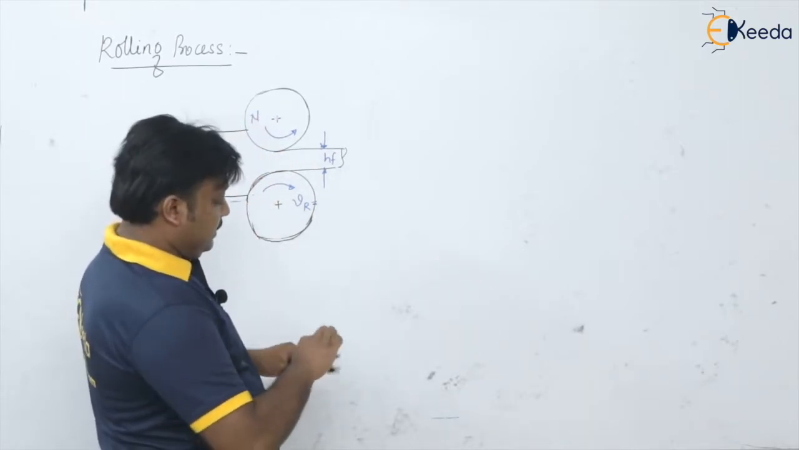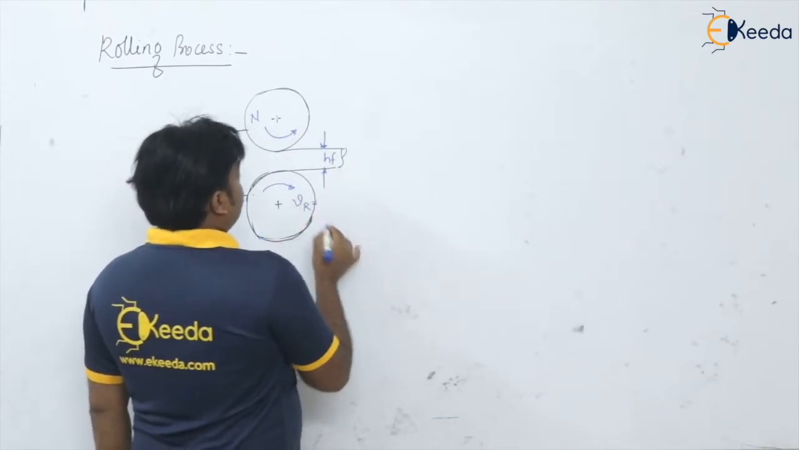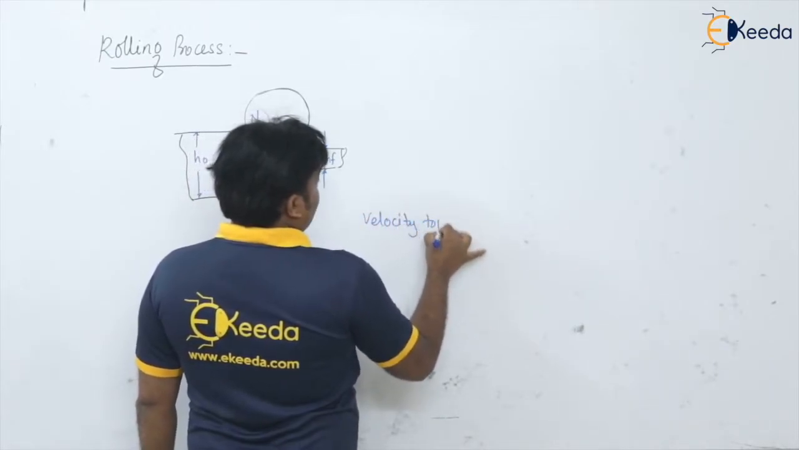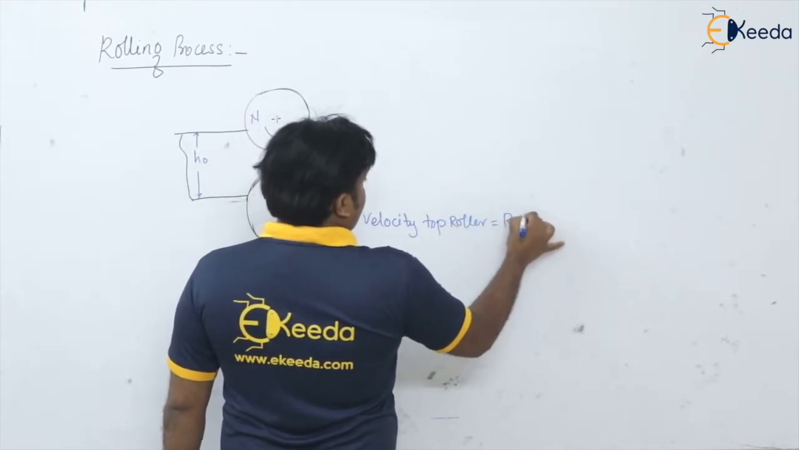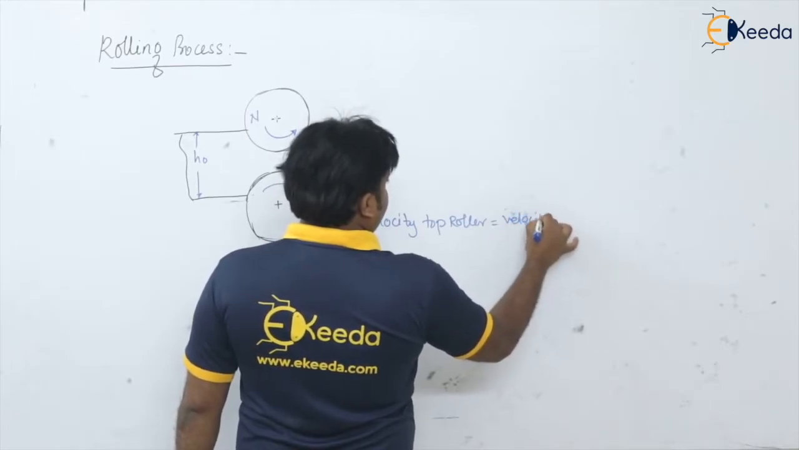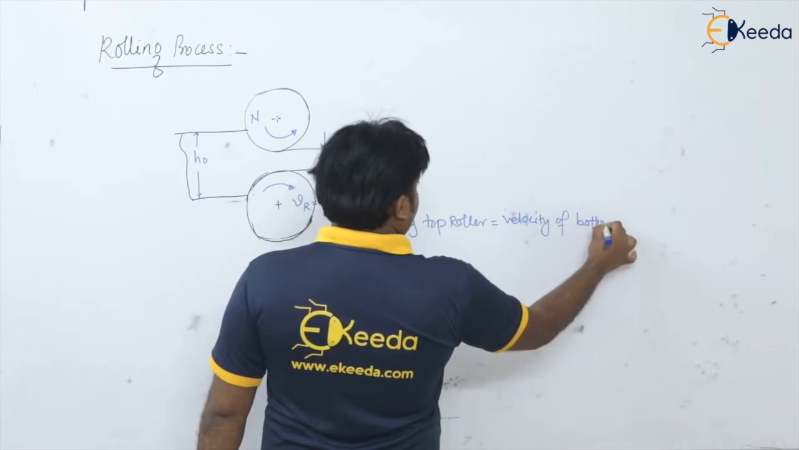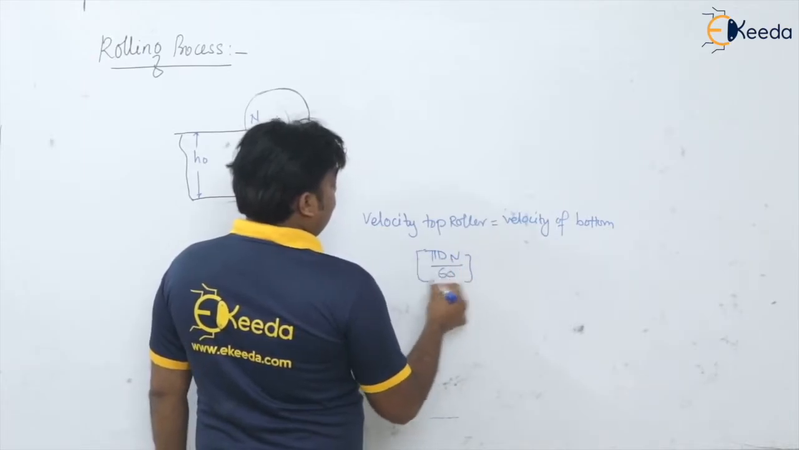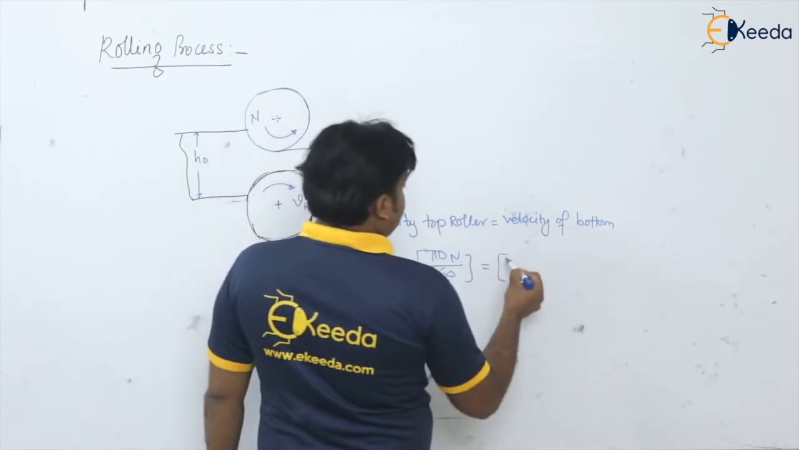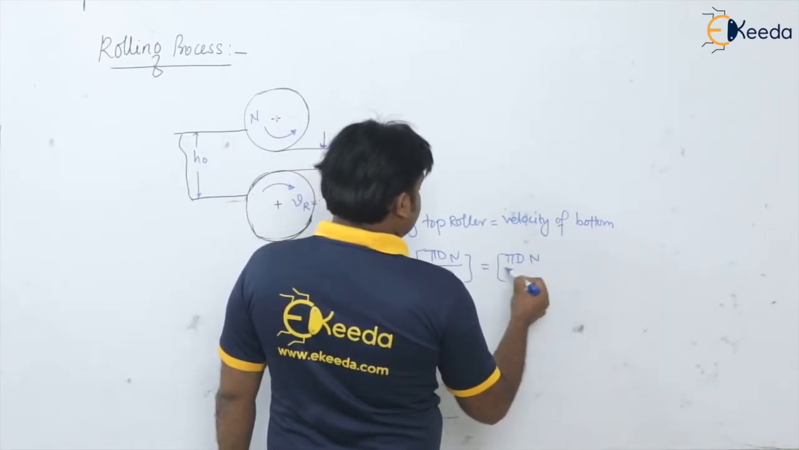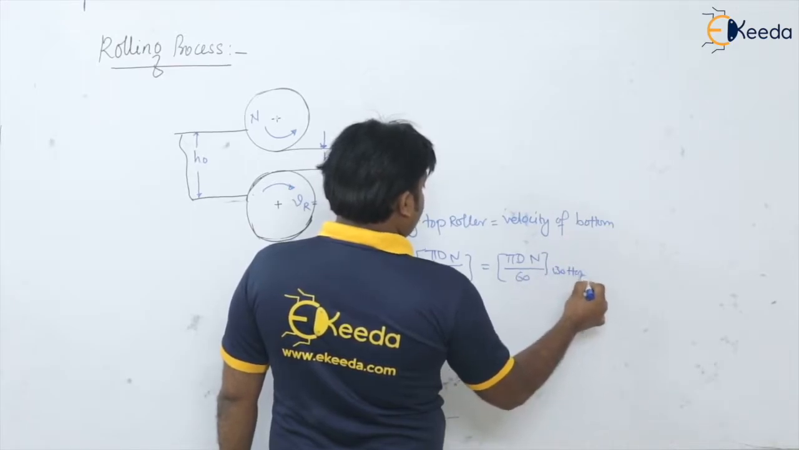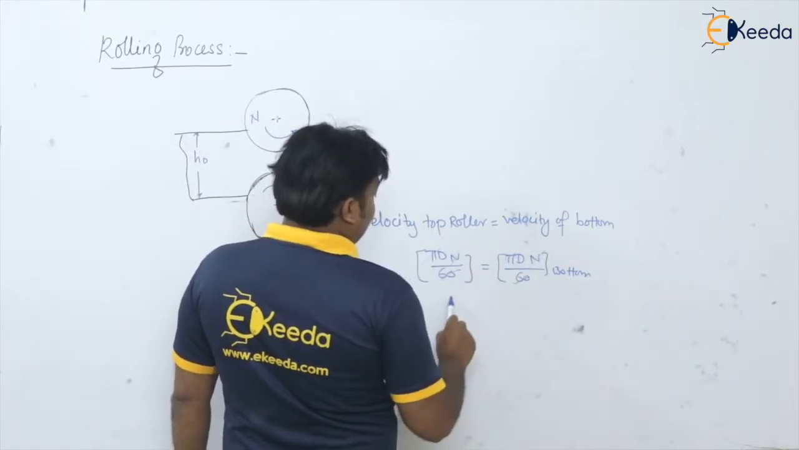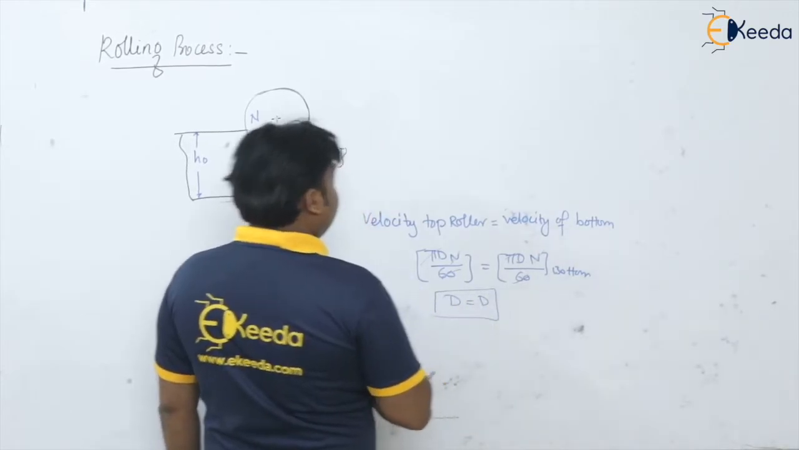If I write for this as top roller and this as bottom roller, the velocities are going to be the same. The velocity of the top roller should be equal to the roller velocity of the bottom roller. If it is pi d N by 60 for top and having the same rotation, then it is pi d N by 60 for bottom. Both are rotating with the same RPM, N and N cancel, this all gets cancelled. So the diameter or radius of the roller also should be the same.